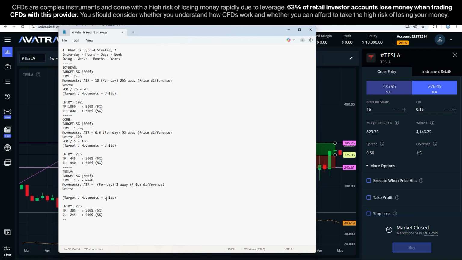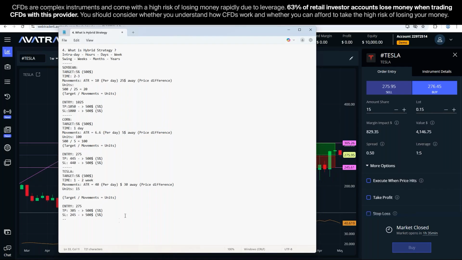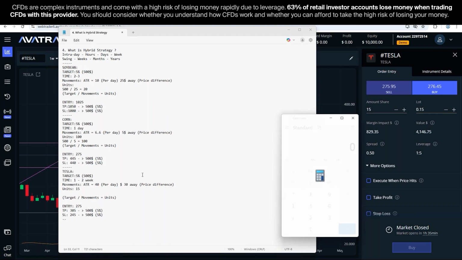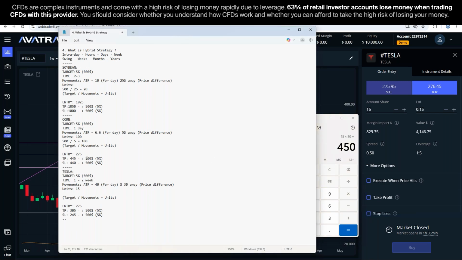And in the ATR, we're going to place 40 as it's written in here. And then we've got 40 versus the price we're looking for, which is $30 away. And in the units, we've got 15. We cannot change that since the market is closed, right? So we got to work with what we've got. And 15 times 30 is, let's see. So it doesn't get us to 500, but I think 4.5 is not bad.